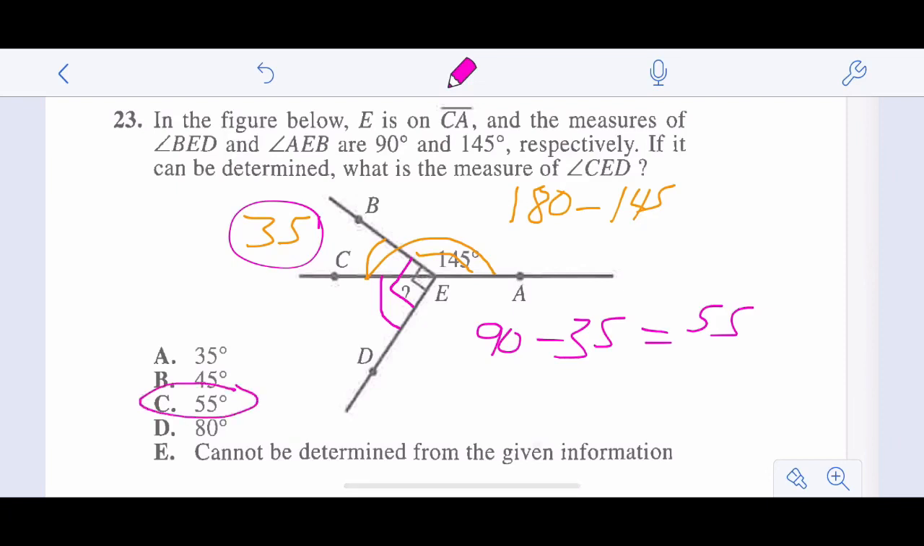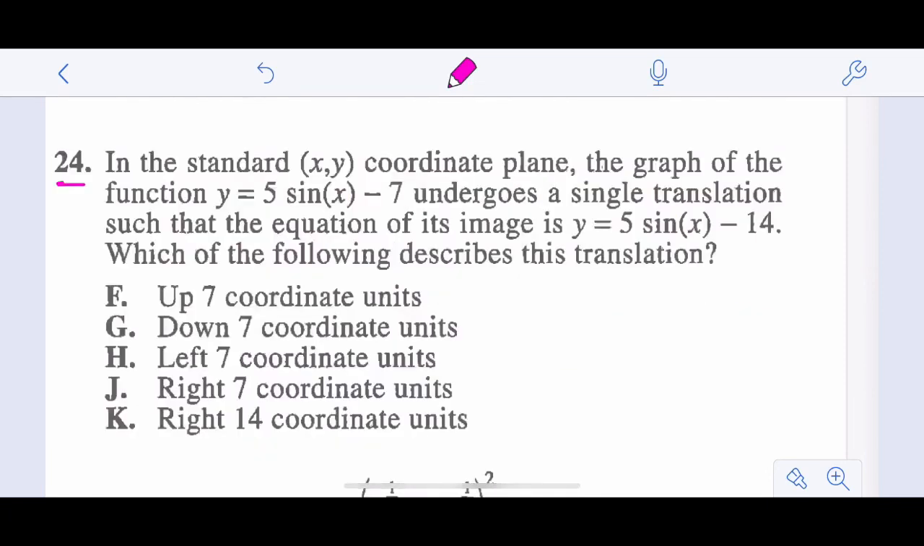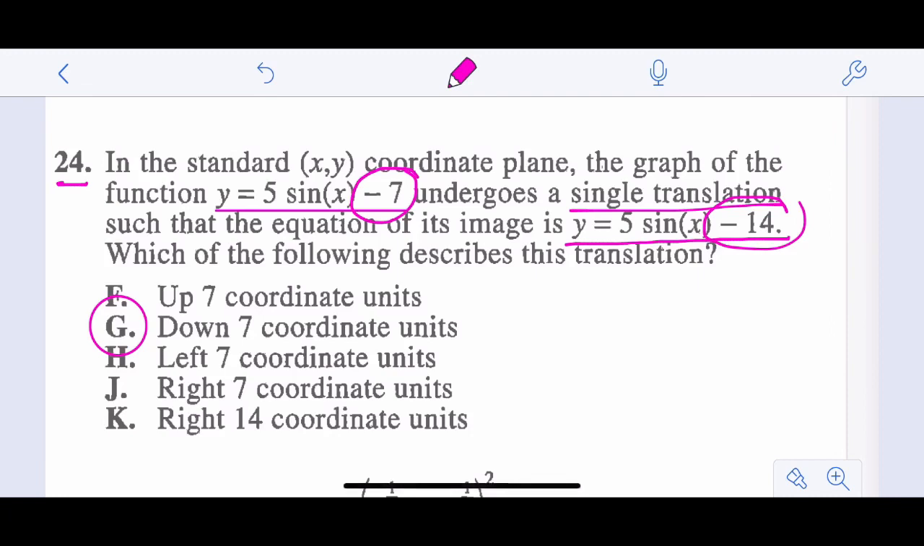C. For a concept question, in the standard xy coordinate plane, the graph y equals 5 sine x minus 7 undergoes a single translation, and the new equation is y equals 5 sine x minus 14. So we go from minus 7 to minus 14, and that just means it's going down 7 units. That's a concept question more than math, and sometimes they're so easy they're hard.